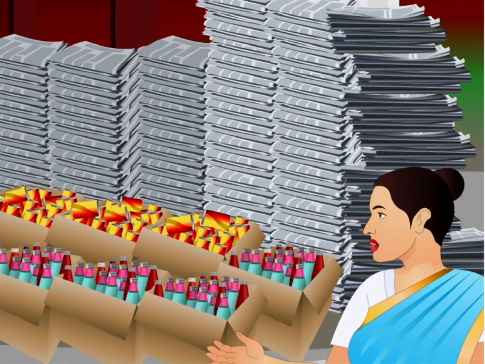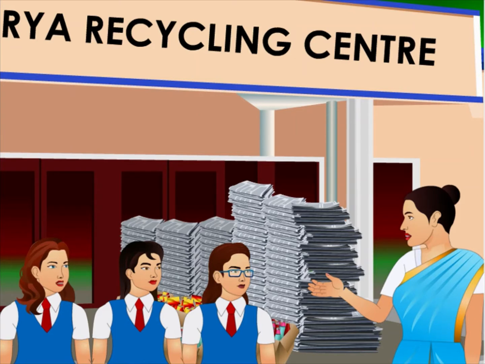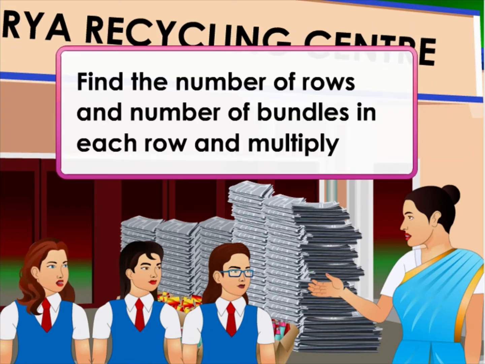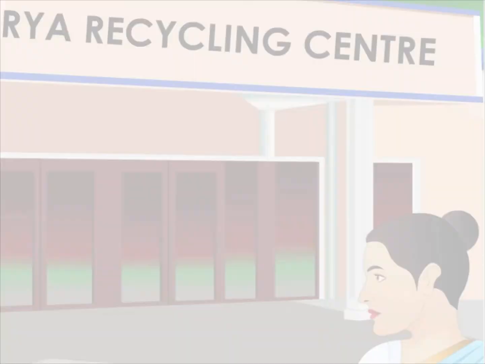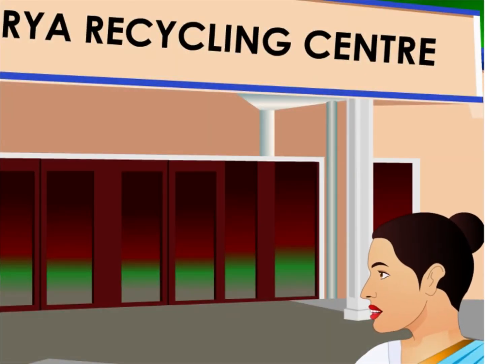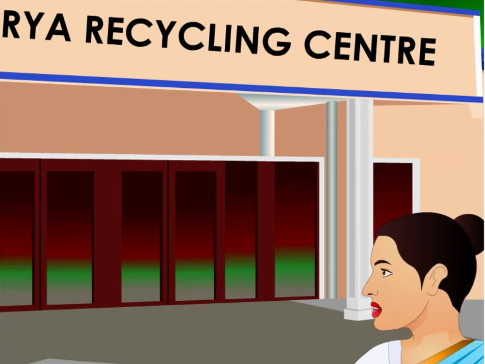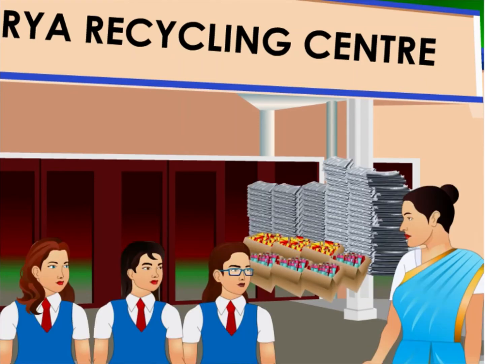Look, some of the aluminum cans are ready in boxes. It will be easy for us to count and find out the number of cans. Yes, you're right. The newspapers are also arranged in rows. We can find the number of rows and number of bundles in each row and multiply. Yes, children, you're right. Now let's arrange the bottles in these cards. Then we can find the number of items that we've collected today. Okay, teacher.